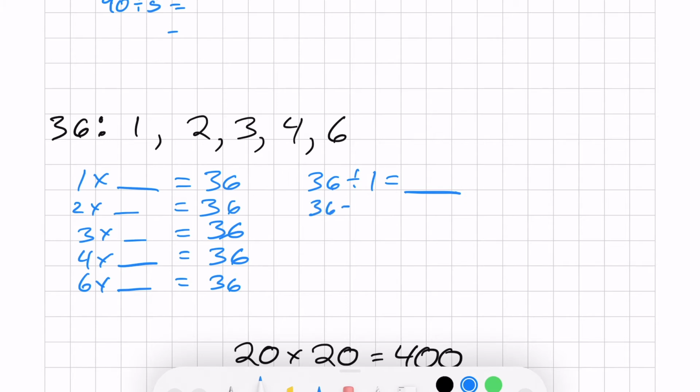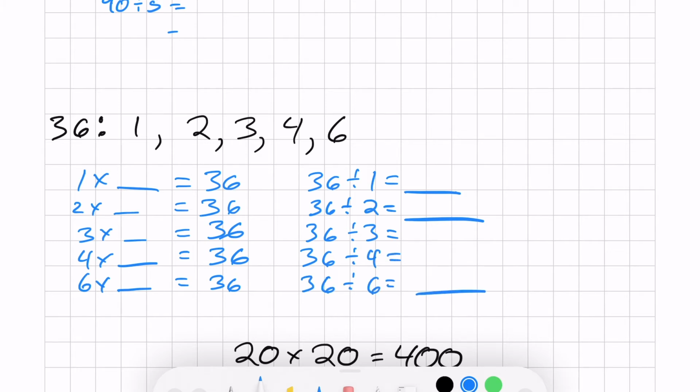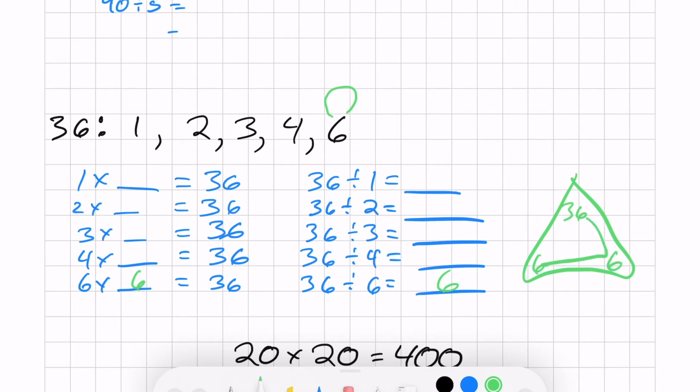So 36 divided by 2, divided by 3, and 36 divided by 4, and 36 divided by 6. Okay, and I can use these to find my factors. So I'm going to start with the biggest numbers first. I like starting with the biggest numbers first. So for the answer to both of those, 6 times 6 is 36. 36 divided by 6 is 6, right? We're looking at our fact family triangles, and 6 times 6 is 36, or 36 divided by 6 is 6, no matter how you look at it.